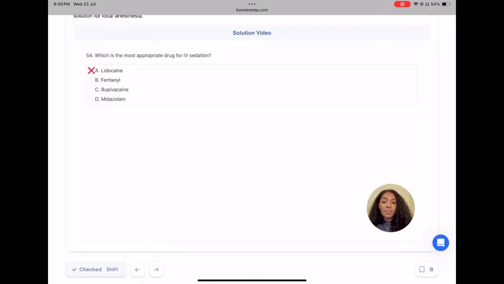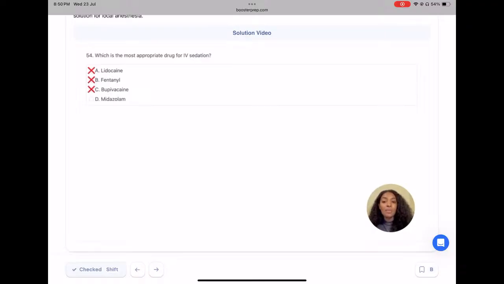Option B reads fentanyl. We know this is a narcotic analgesic that can be used with other medications and for IV sedation, but it's not the main drug that we use for IV sedation, so this would be incorrect. Option C reads bupivacaine. This is another amide anesthetic that's used in dentistry as a local anesthesia, but it's not an IV sedation, so this is incorrect.